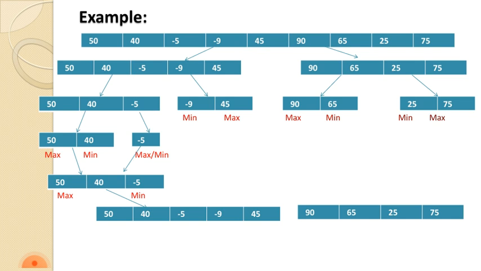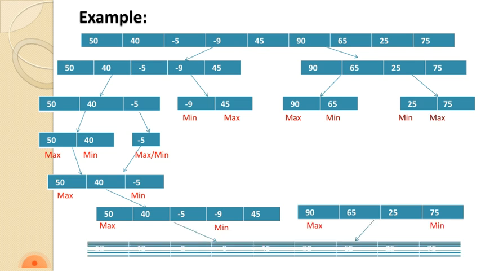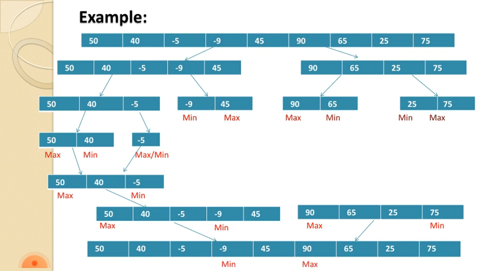Likewise, we have to compare the minimum value minus 9 with the minimum value positive 25. When we compare both the values, then we can say minus 9 is minimum. So the minimum value is minus 9. So when we merge these both, we get maximum value 90 and minimum value minus 9. In this way we can find the minimum and maximum value by using the divide and conquer method. In this way we can reduce the number of comparisons by using divide and conquer.